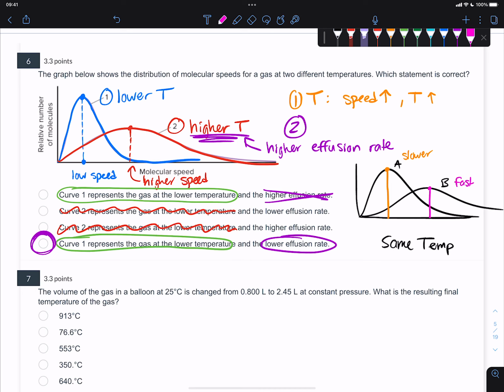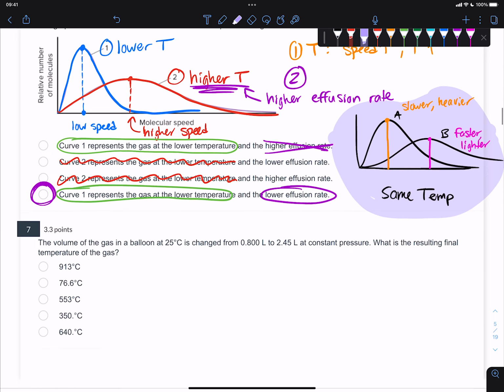And when it comes to molar mass, think about the fact that heavier molecules move more slowly. So the curve with the peak shifted most to the left is going to be slower, and it's going to be the heavier gas with a higher molar mass. The faster gas, the one with the peak shifted more to the right, will also be the lighter gas, the one with the lower molar mass. And all of this here is simply just in case you get a problem where it's talking about molar mass and the distributions rather than the temperatures. So there are two concepts that are similar but not exactly the same.